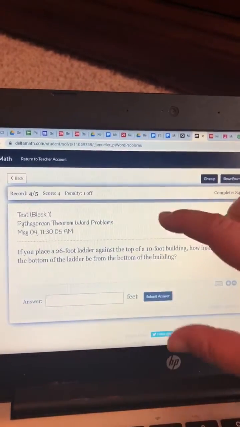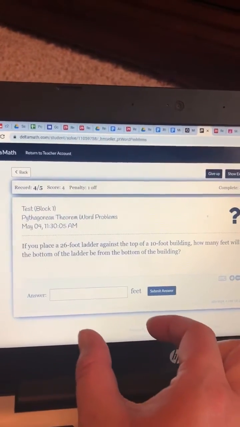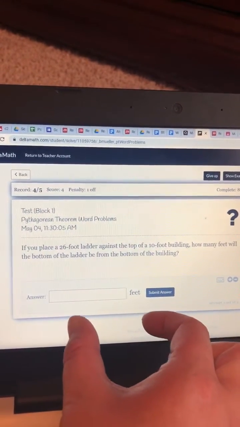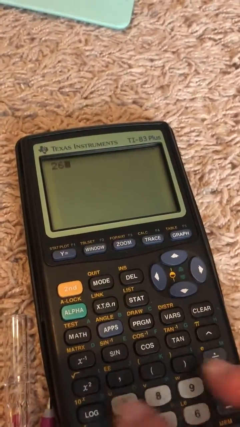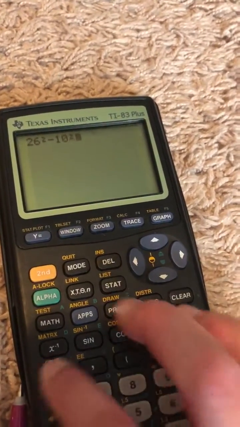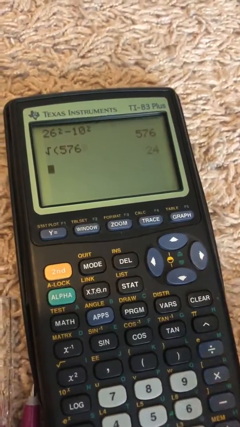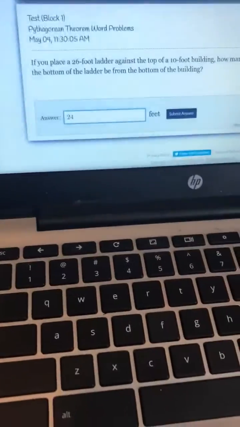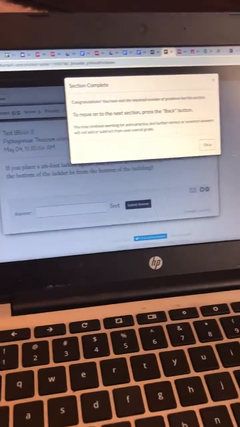So I've got a ladder leaned up against the building, and it said how far from the building is the bottom of the ladder. So I'm looking for a leg. So I'm going to do 26 squared minus 10 squared, and then take the square root of 576, and you get 24. So it's 24 from the building, and I have 5 out of 5.